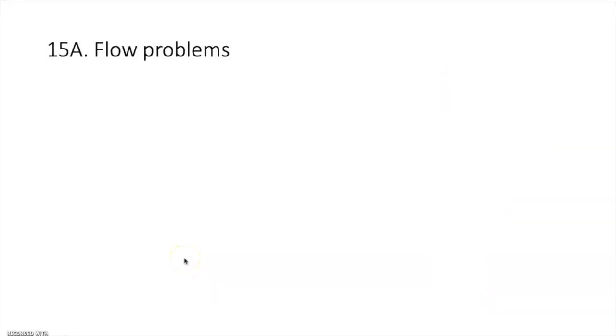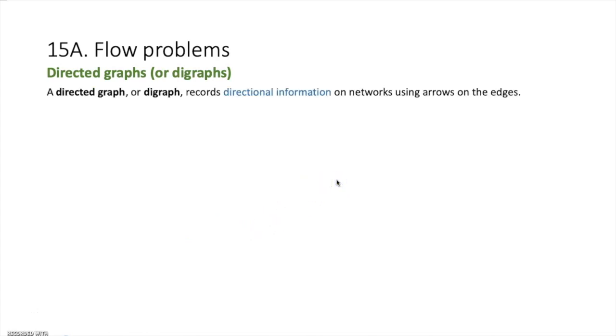Hi everyone, in today's video we're going to look at flow problems. Let's firstly start with the concept of directed graphs or digraphs. A directed graph, or digraph, records the directional information on networks using arrows on the edges. So the arrows show the direction from one vertex to the other.